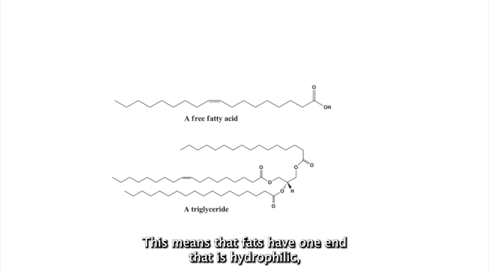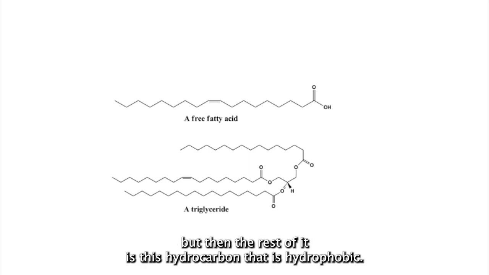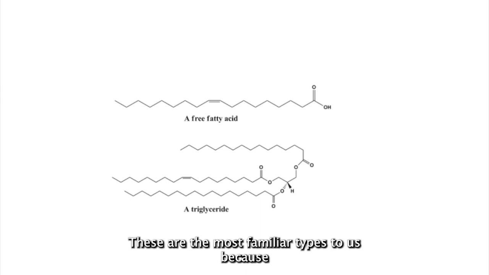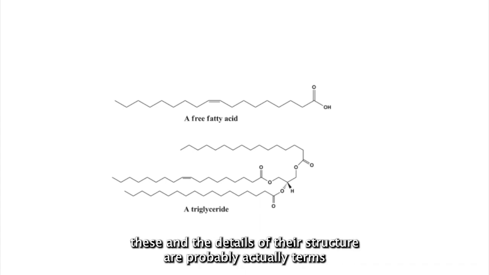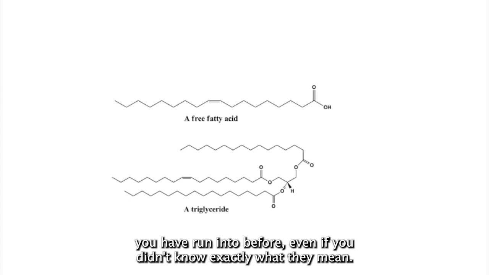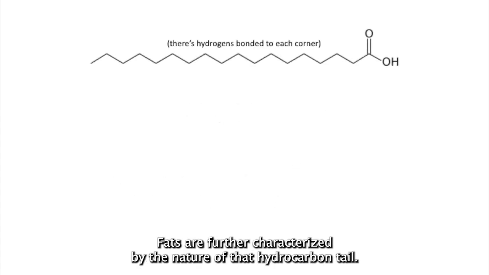This means that fats have one end that is hydrophilic, but then the rest of it is this hydrocarbon that is hydrophobic. These are the most familiar types to us because these, and the details of their structure, are probably terms you have run into before, even if you didn't know exactly what they mean. Fats are further characterized by the nature of that hydrocarbon tail.